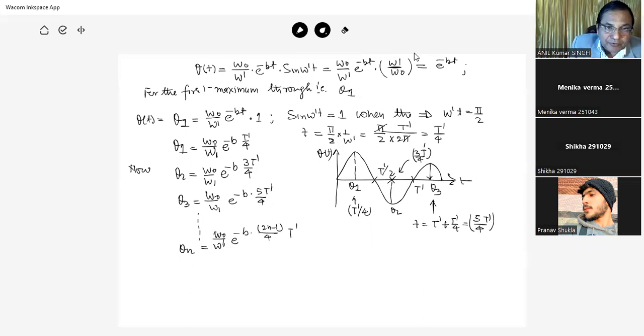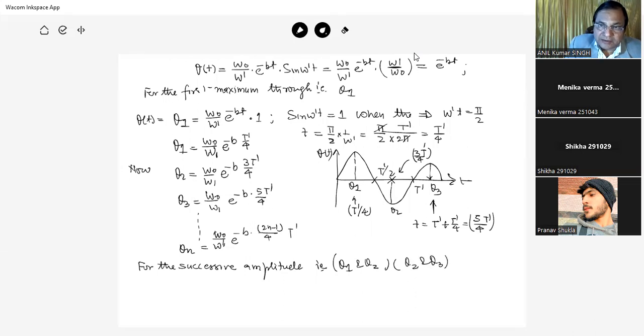Now we have to consider the successive amplitude. For the successive amplitude, that is theta 1 and theta 2. Successive are theta 2 and theta 3. So the ratio of successive amplitude, what is the ratio? Theta 1 by theta 2. So what is theta 1 by theta 2?